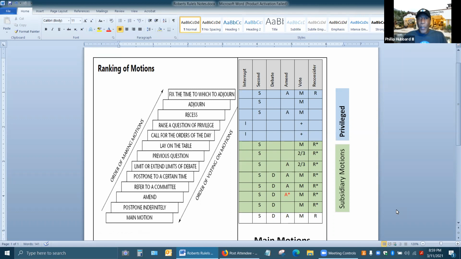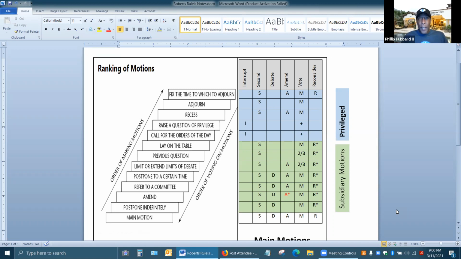The next deals with recess. A recess can be called, and again, we're dealing with hierarchy of motions. A recess can be called pretty much at any time except when there's a motion on the floor. If there is a motion on the floor, a recess can't be called for. If we are tabulating a motion, motions are normally not called for during the tabulation unless, again, there is a big vote, and now we can take a recess while those votes are being tallied, which is fine.